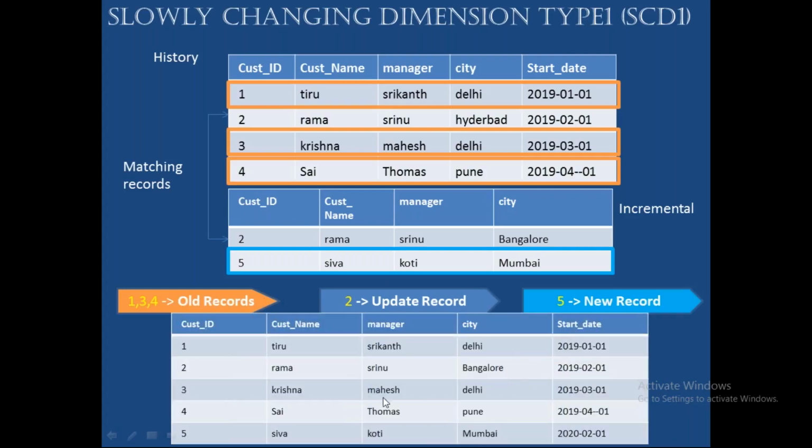When you just created the dimension, you will see something like that. Don't worry, I will generate the surrogate key and keep it here. But look at the second customer: he was in Bangalore previously, but when I implemented SCD1, this particular city is updated. In the same way, the 5th one is the new record, so the 5th one is inserted into this dimension table.